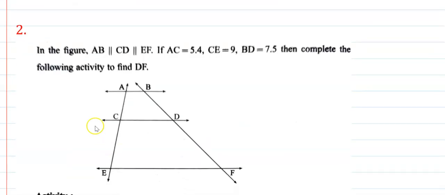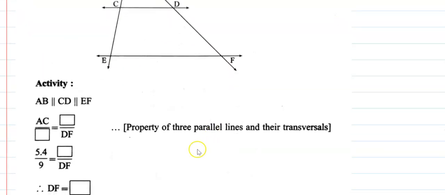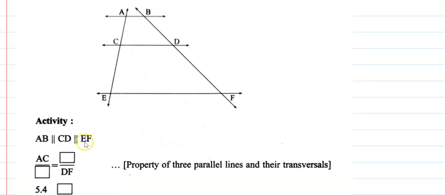Now the second activity, again from chapter number 1. In the figure, AB is parallel to CD is parallel to EF. AC is equal to 5.4, CE is equal to 9, BD is equal to 7.5. Then find out DF. Now all these three lines are parallel.